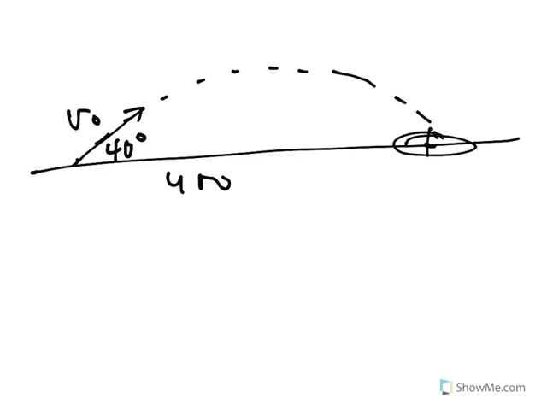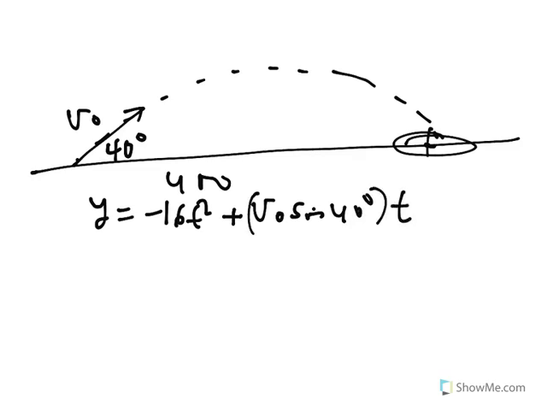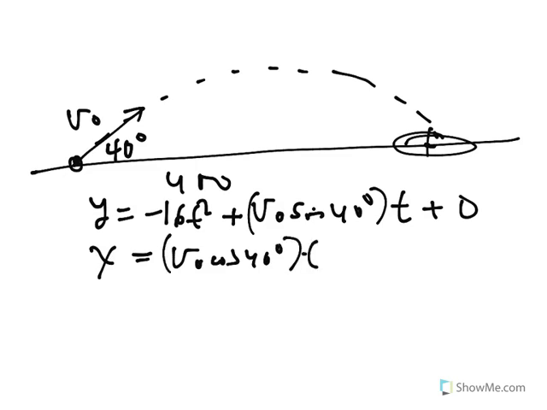So our equations are y equals negative 16t squared plus V0 sine 40 times t. This is plus 0 because this one actually is starting on the ground, and the x is just going to be V0 cosine 40 times t. So we have a lot of variables here. We have x, y, V0, and t.